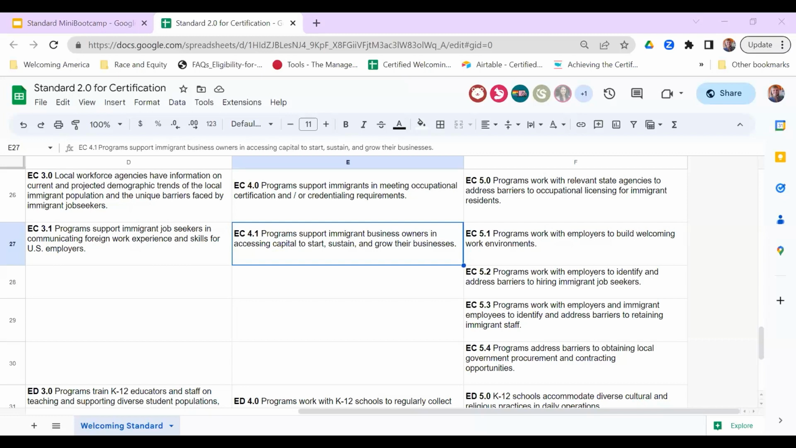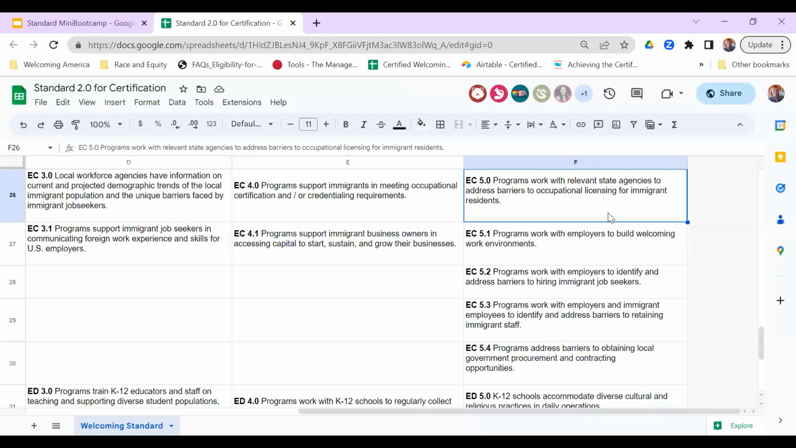And recognizing that access to capital is such a barrier for so many small and disadvantaged businesses in the United States. So all the way up to 5-star, again, as I mentioned at the beginning of the presentation today, we are really thinking about engaging the state and the private sector here within economic development. So here we have occupational licensing and working with state agencies on addressing some of those barriers, working with employers to build welcoming work environments, working with employers to identify and address barriers to hiring immigrant job seekers, and working with employers and immigrant employees to identify and address barriers to retaining immigrant staff.